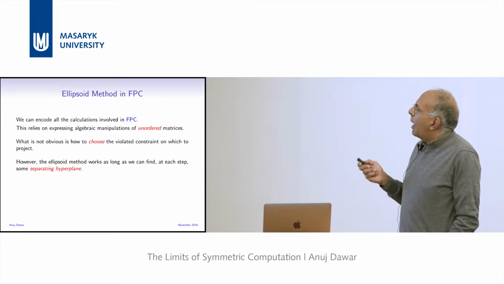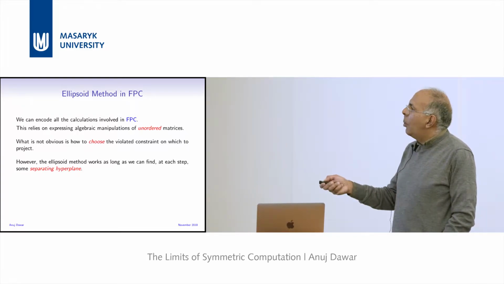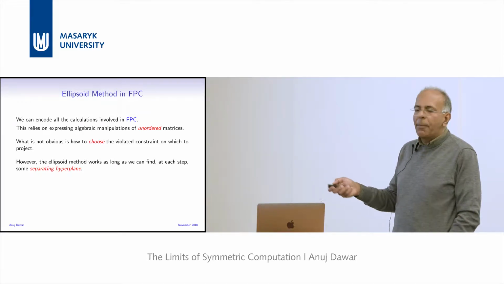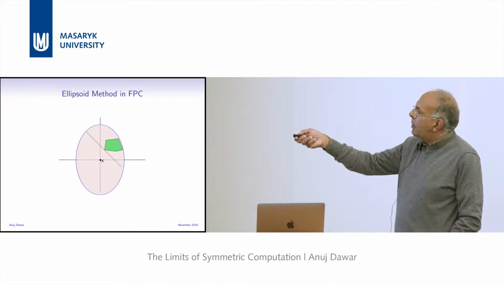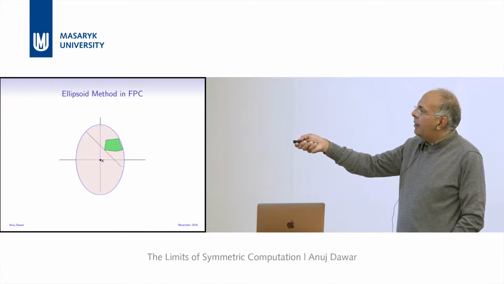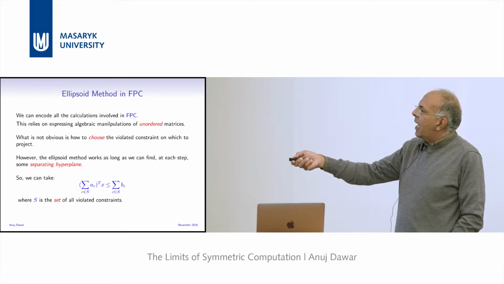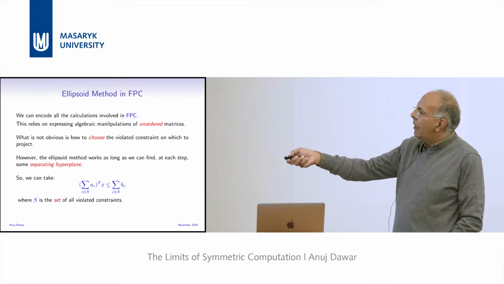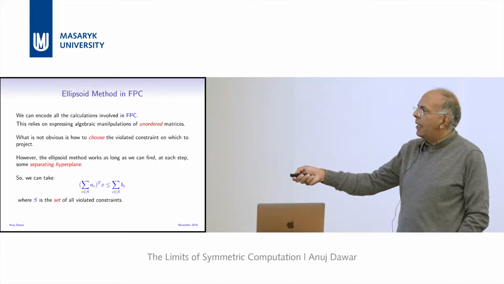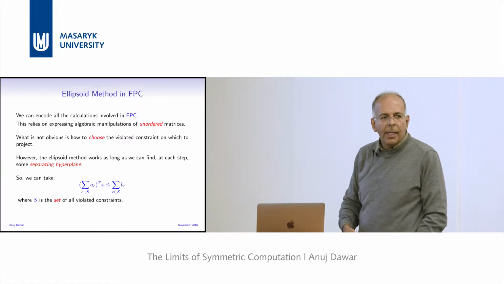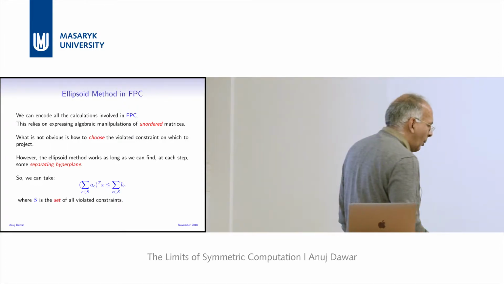But the point is, I don't need to choose, because the ellipsoid method, and this Khachiyan already proved, works as long as at each point I have some separating hyperplane. In other words, it doesn't have to be one of the constraints. It could be anything which touches the polytope and separates my current center from the polytope. So in particular, I can just take all the constraints that are violated and sum them. By the linearity of the system, this is in fact a separating hyperplane, and that's all I need. So this symmetrizes the ellipsoid method and shows that we can do it.